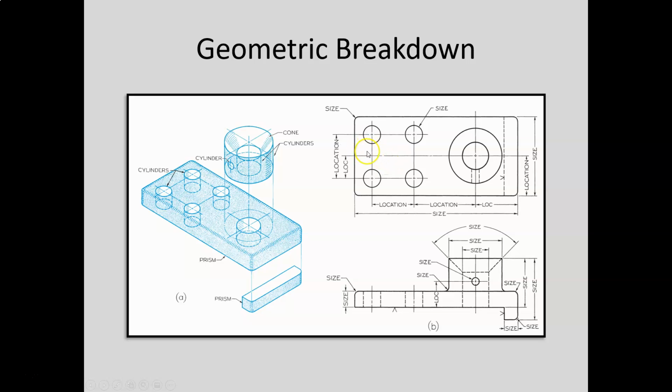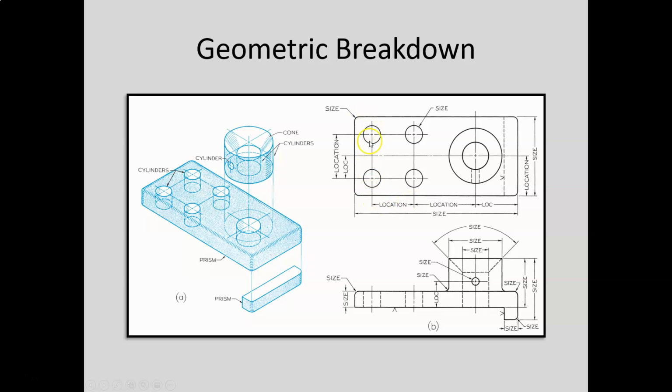So we can define the sizes of each shape, and then we can define their location. The location of this center cylinder is located from the edge on the right-hand side, that dimension. And then these other holes are dimensioned, well, there's the location from here to there, that's a location dimension, and there's another location dimension.